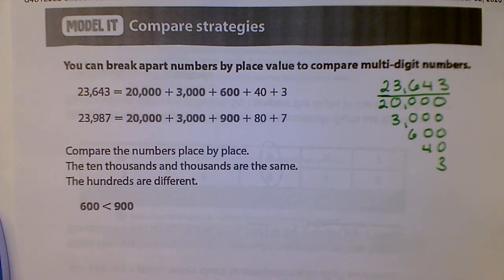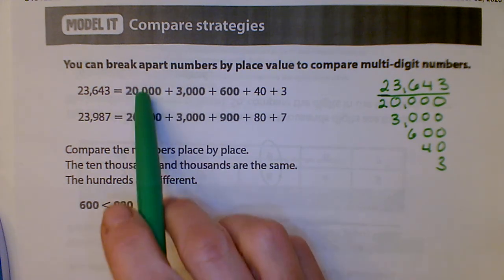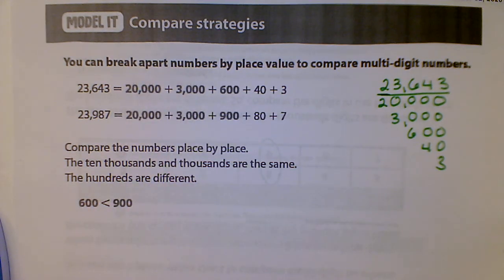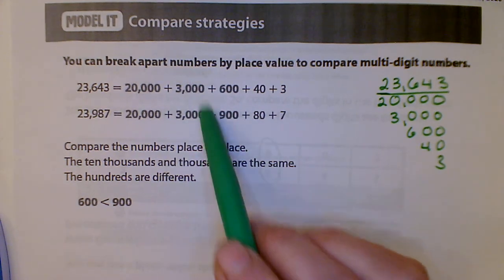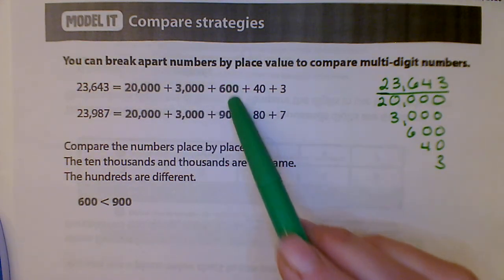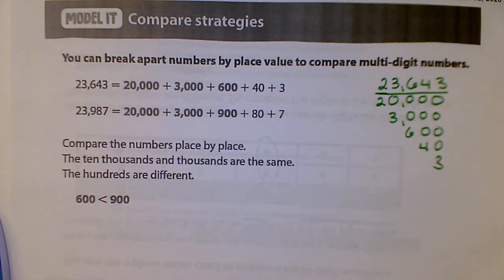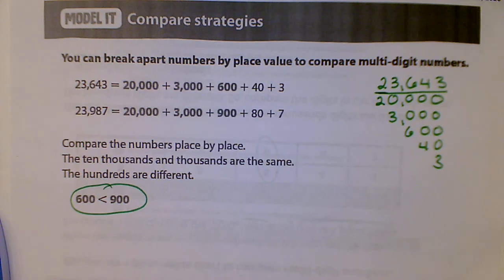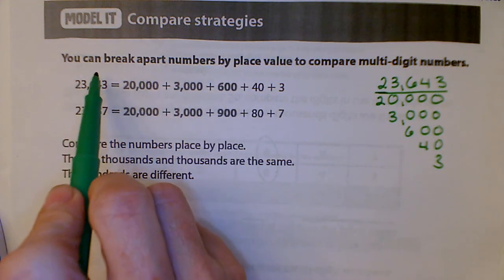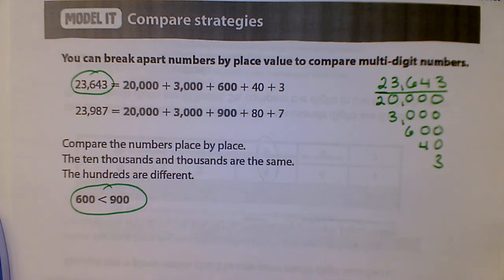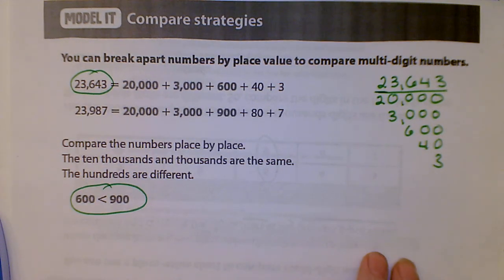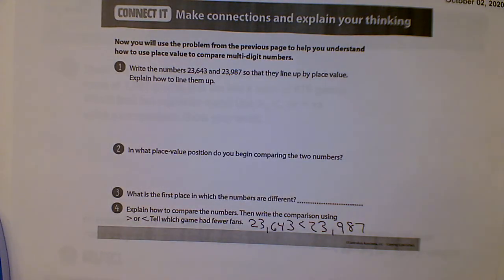All right, so now you can compare the numbers place by place. If you take a look, the 10,000s are all the same. So we have 20,000 and 20,000. The thousands are the same, 3,000 and 3,000. But the hundreds are different. We have 600 and 900. And that's where this comes from, right there. 600 is less than 900. And that's how you would then solve your problem. So now you would know 23,643 is the lesser amount. Because again, that's what they were looking for.